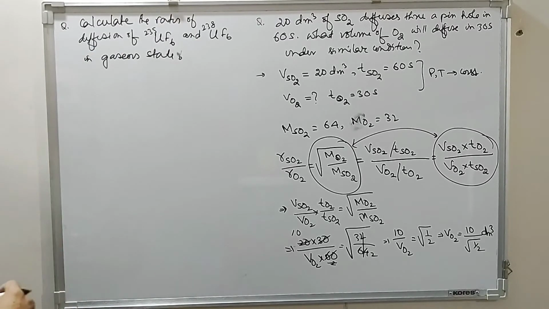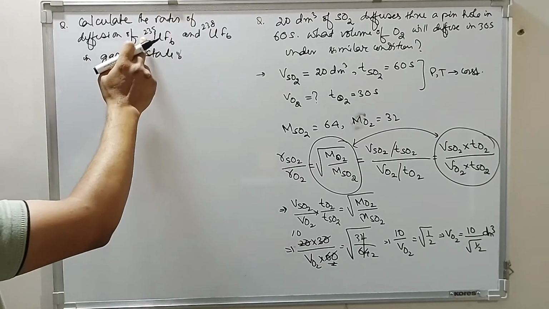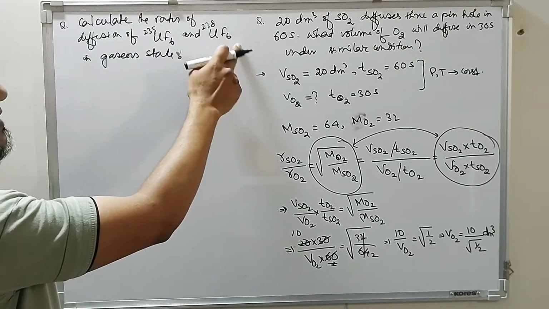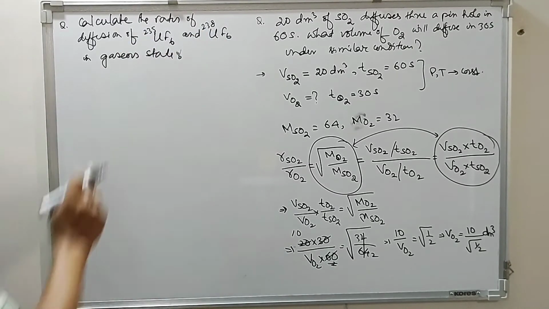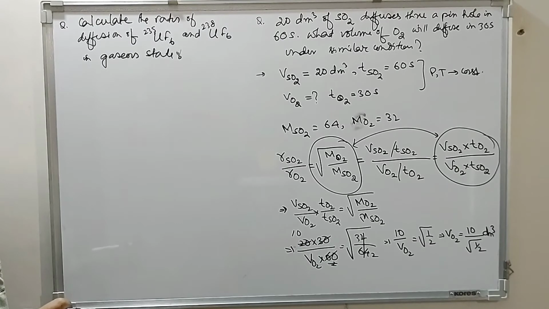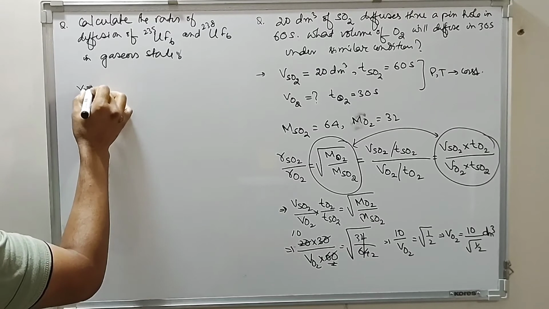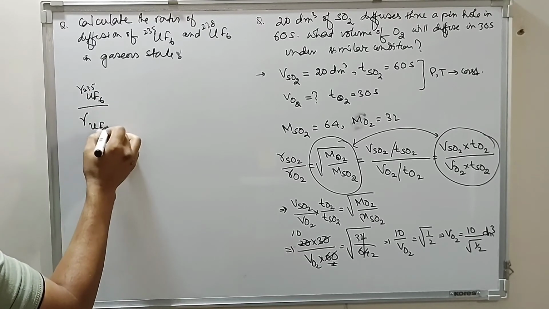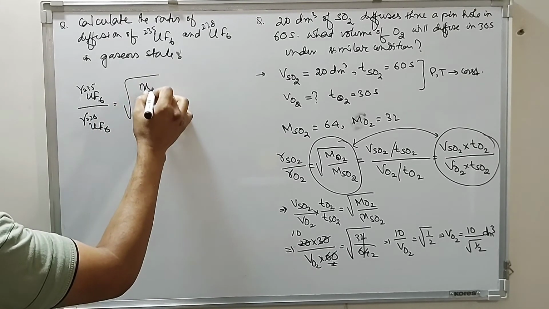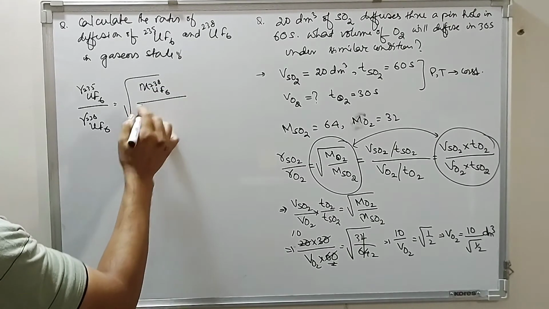Look at this question. It says to calculate the relative rates of diffusion of uranium hexafluoride with the 235 isotope and uranium hexafluoride with the 238 isotope in the gaseous state. So it simply asks for the ratio of the rates of diffusion. R of UF6-235 divided by R of UF6-238 will be equal to the molar mass of UF6-238 divided by the molar mass of UF6-235.